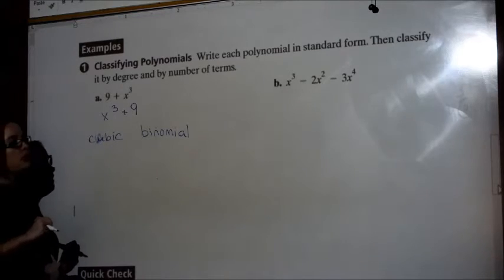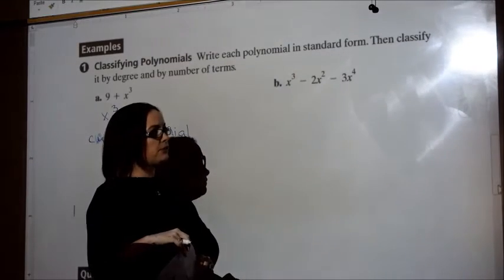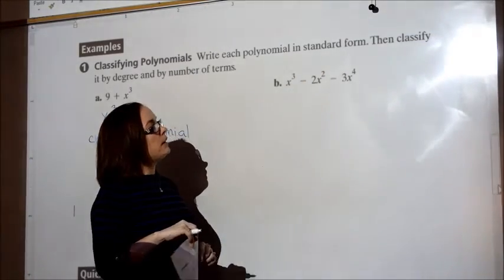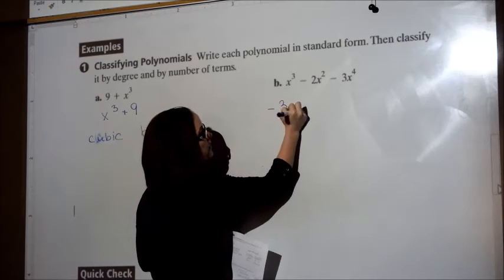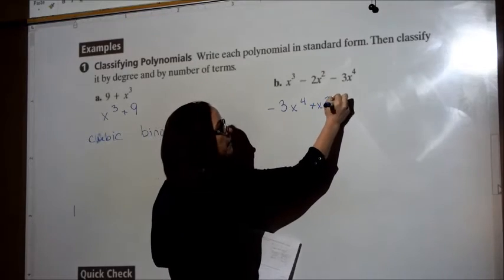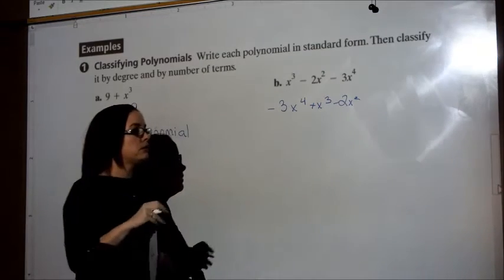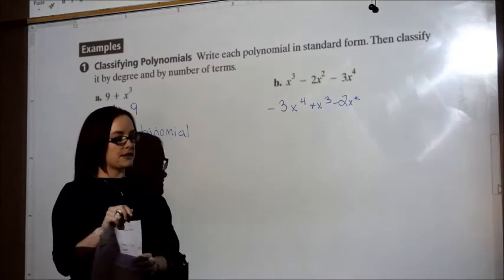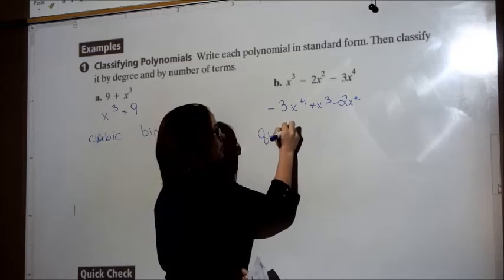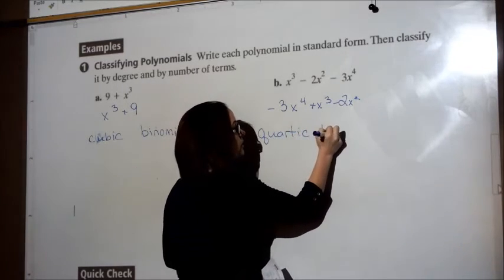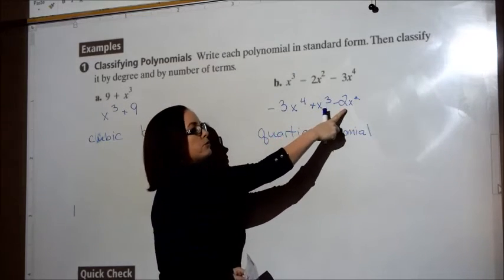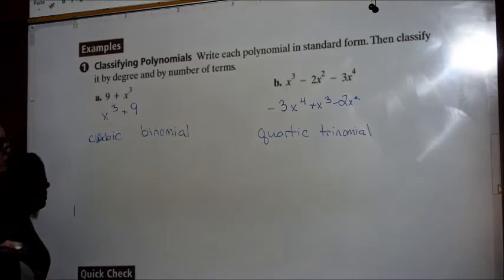So on to example B. Again, we're going to rewrite this in standard form first before we try to classify it. We're going to put negative 3x to the 4th power plus x cubed minus 2x squared. Because the 4th power is the leading degree, we're going to say this is a quartic trinomial. It's a trinomial because, again, there's 1, 2, 3 terms here that you're going to work with.